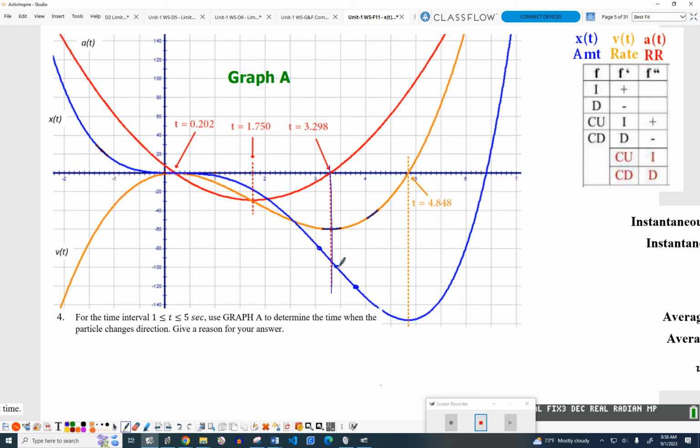So say it as a class. Did the particle change direction as it passed this time? Say yes or no. No, it didn't. So that's not quite right. Hands up. 3 for TJ. Let's go.